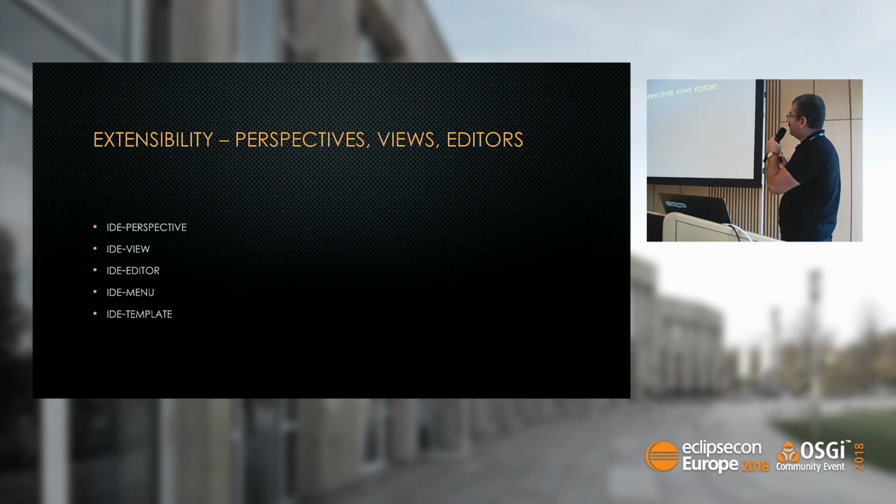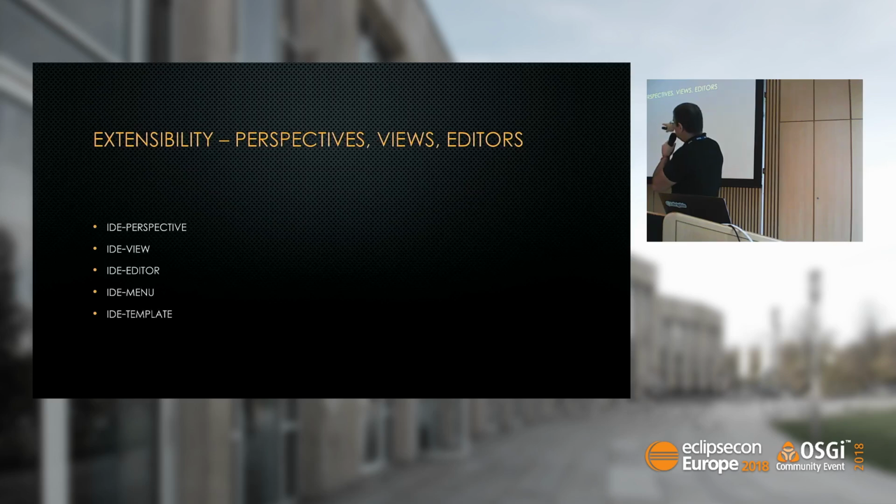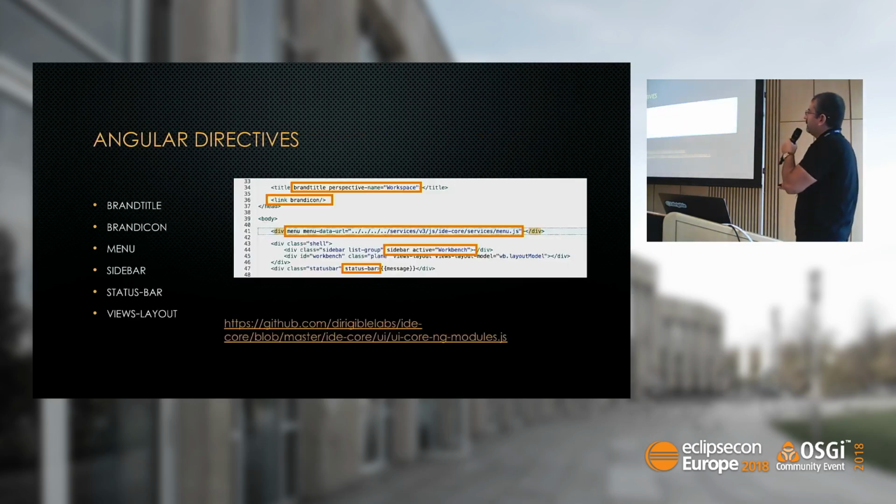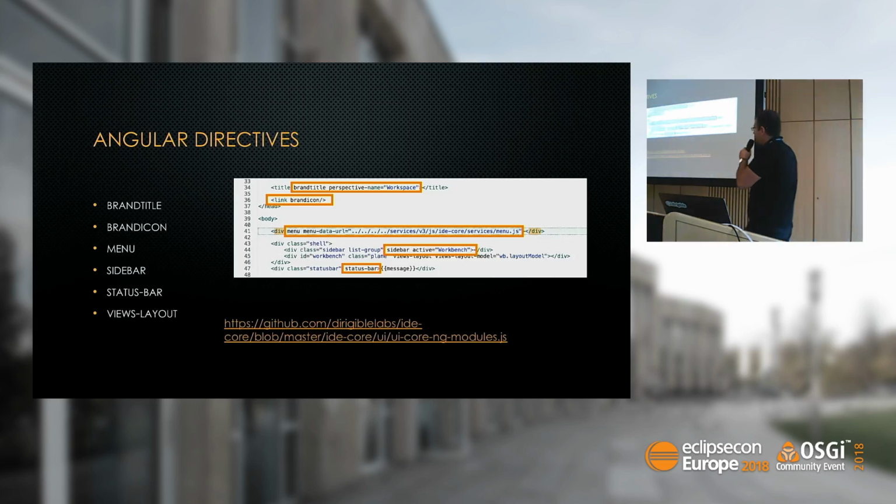So, for the extension, Yordan will show the demo, but these are the extension points. So you can create perspective, view, editor, menu, and template. All of them are contained in a standard Eclipse Dirigible projects. So they are, again, nothing special. These are the directives that I mentioned.